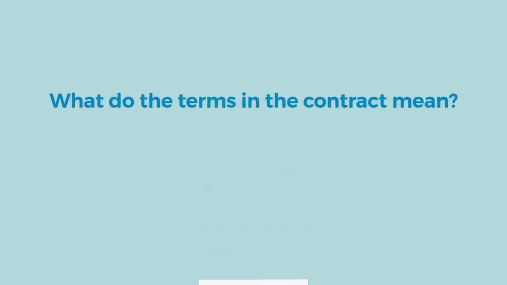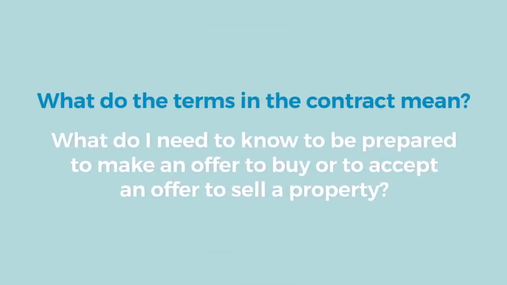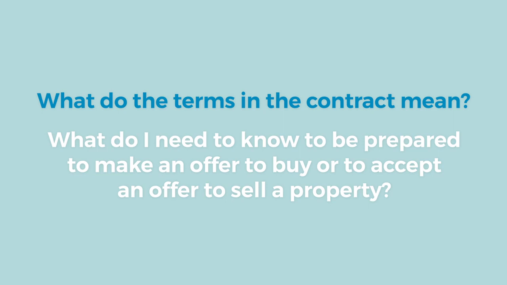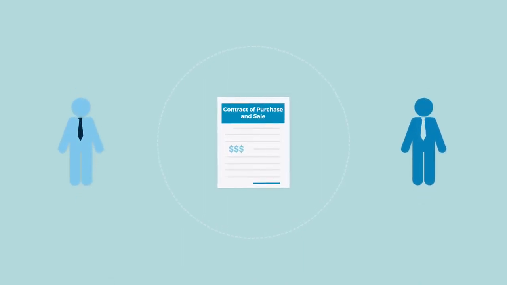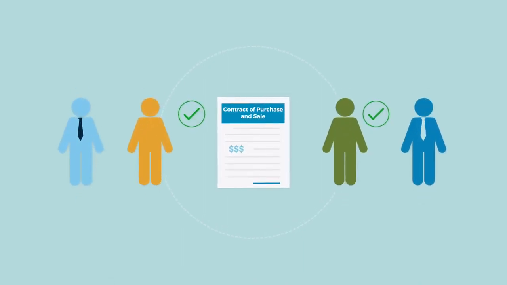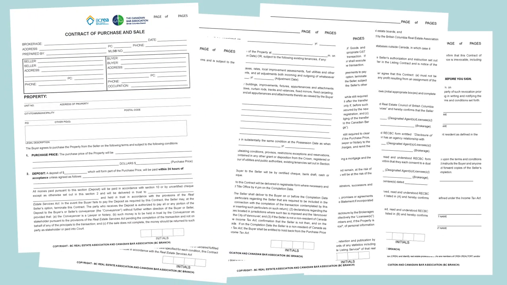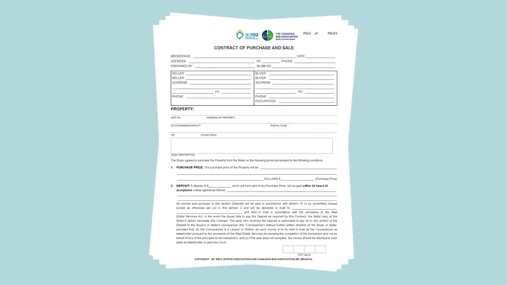What do the terms in the contract mean, and what do I need to know to be prepared to make an offer to buy or to accept an offer to sell a property? It is important that all parties to the Contract of Purchase and Sale are aware of its terms and conditions so that they know what their obligations are and can carry them out. Now we'll describe in more detail some of the important terms contained in the Contract of Purchase and Sale.